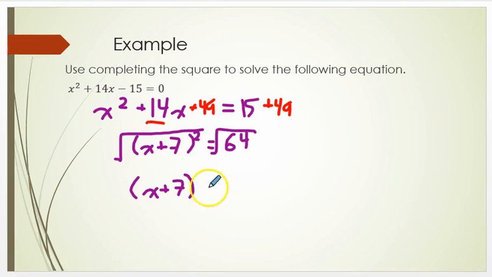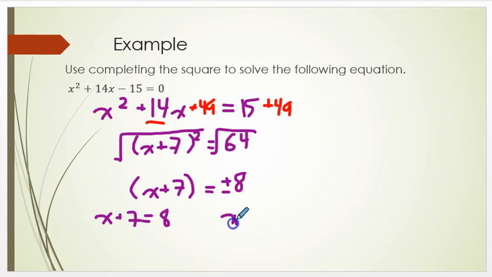And on the other side of the equation, don't forget the plus or minus. If you take the square root of both sides of an equation, you get a positive and negative answer, 8, because the square root of 64 is 8. Now I'm going to take my x plus 7 expression and set it equal to 8 and -8 separately. So I can write x plus 7 equals 8.